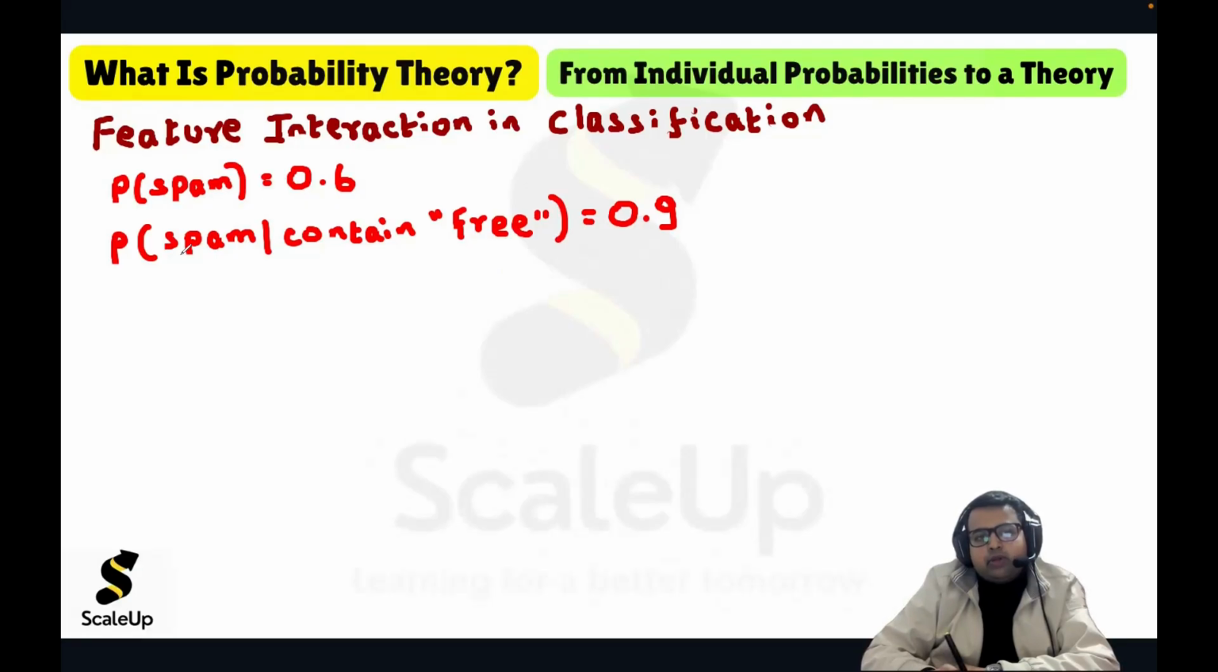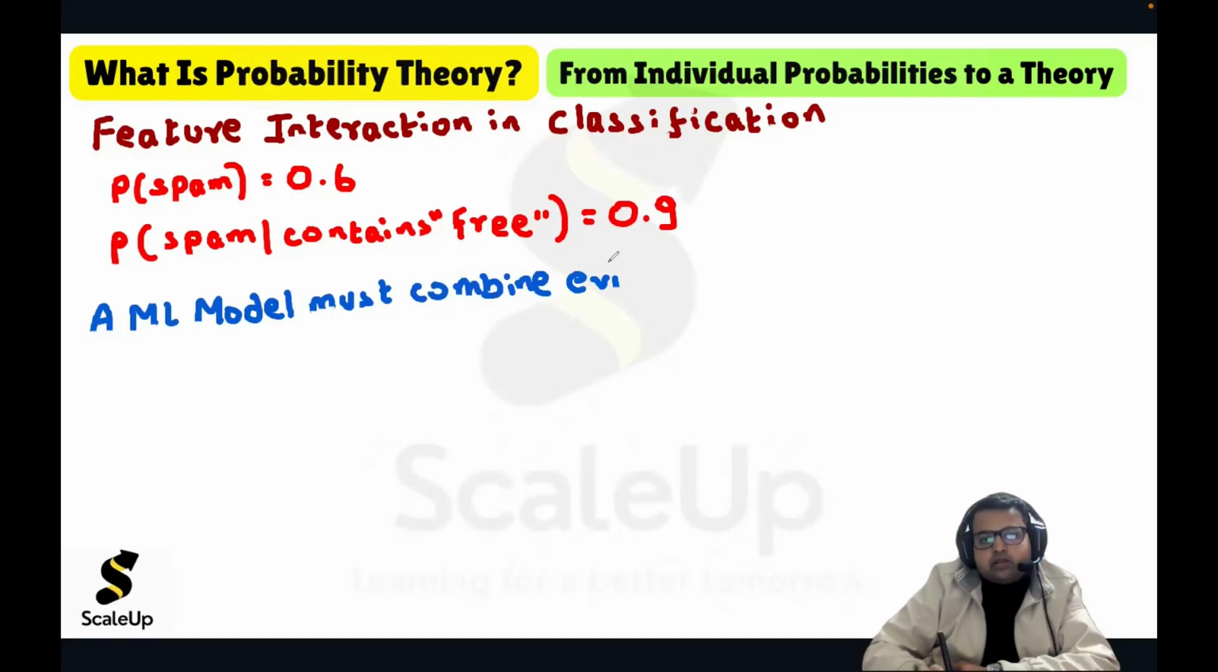But in the second scenario, we are taking an email and one more piece of additional information is given about the email, that it contains the keyword free. And because of that, the probability of that email being spam has increased because of this free keyword. There are high chances of that email being spam. Now we should have some systematic rules to deal with it. So a machine learning model must combine evidence systematically, not emotionally.